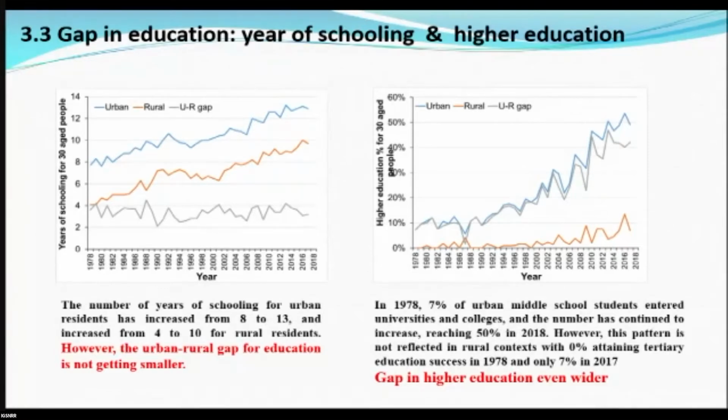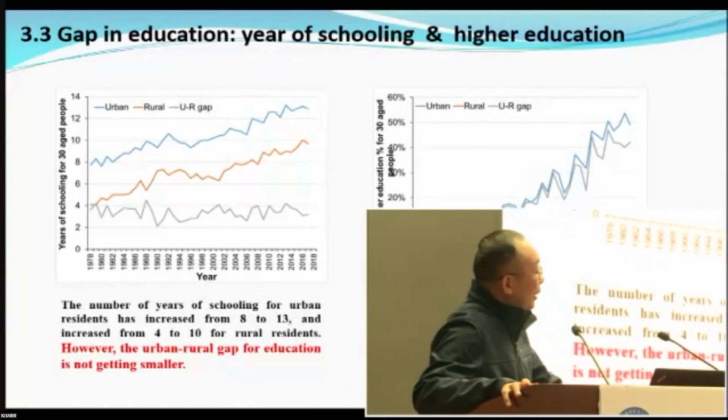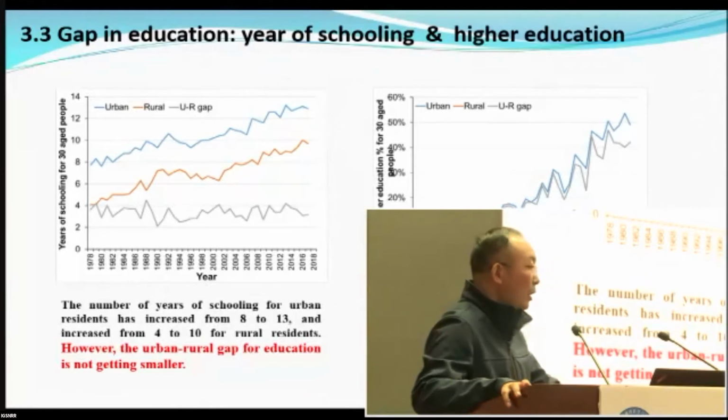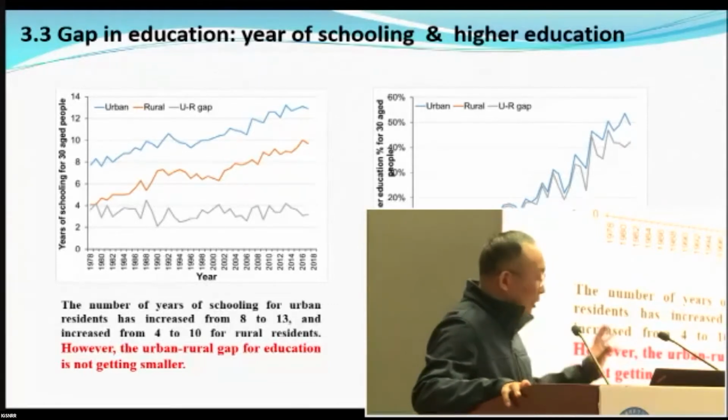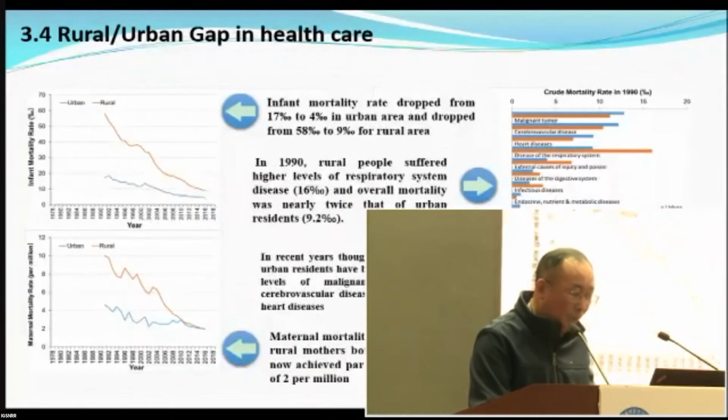The gap for the education, the schooling of the years in both rural and urban areas, especially for the higher education, right? That means in the urban cities, more people would like to go to universities, and they have more opportunity to go to universities. The rural young kids would like to go to be migrant workers. We think that's the bigger challenge.